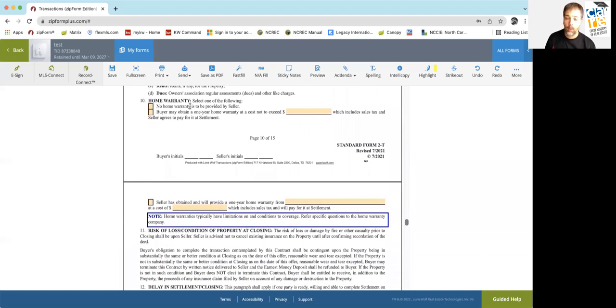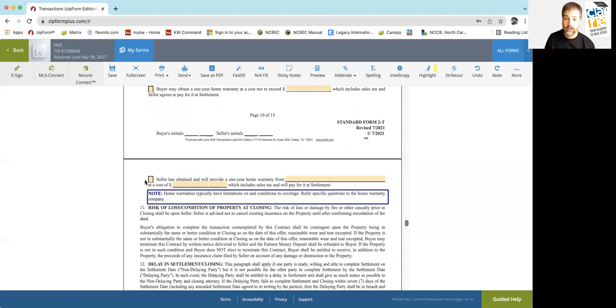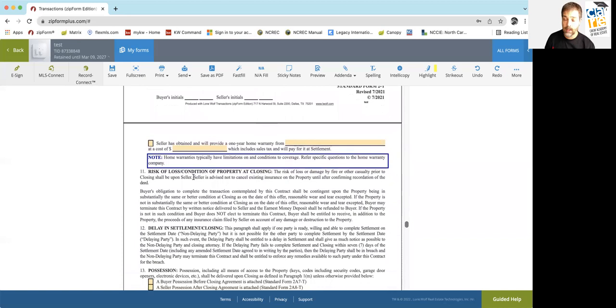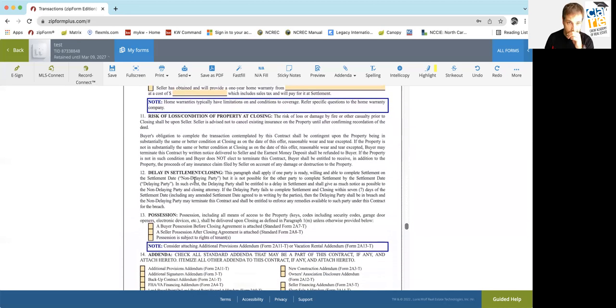If there's going to be a home warranty negotiated into the transaction, there are 3 boxes here. One says none to be provided by the seller, or the buyer may obtain one and the seller agrees to pay for it at X number of dollars, or the seller has already obtained one from this place and will pay X number of dollars at closing for it.